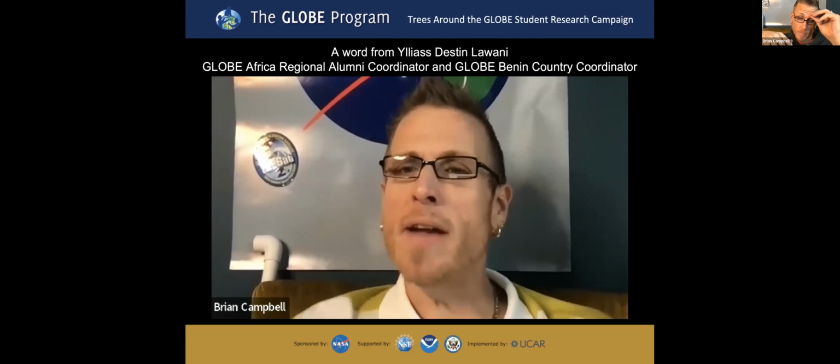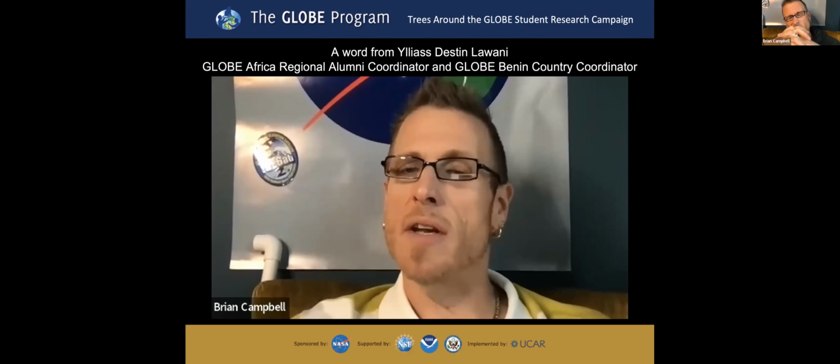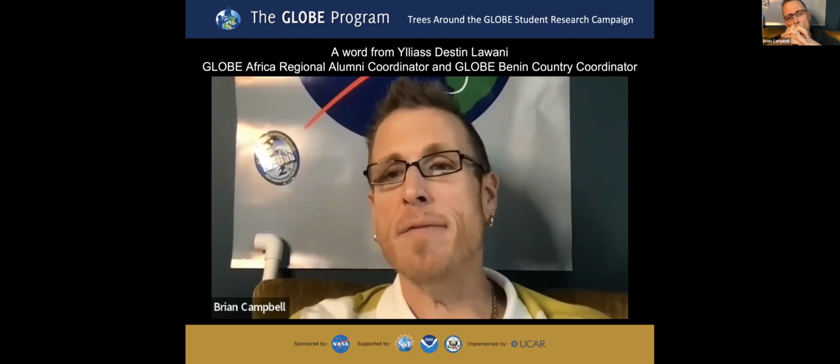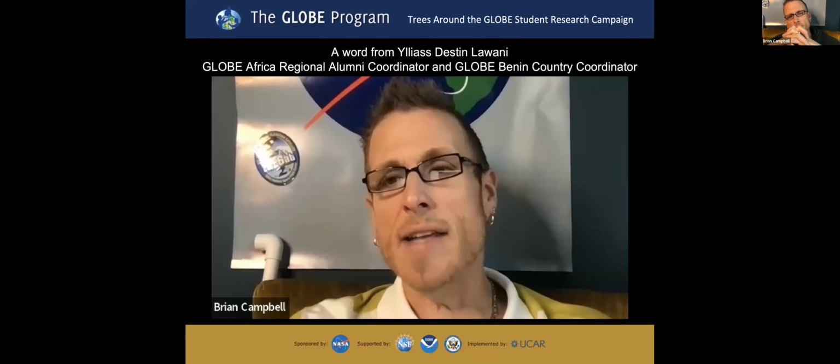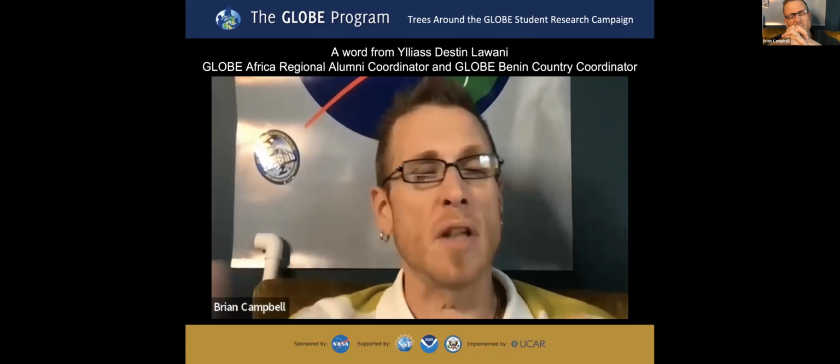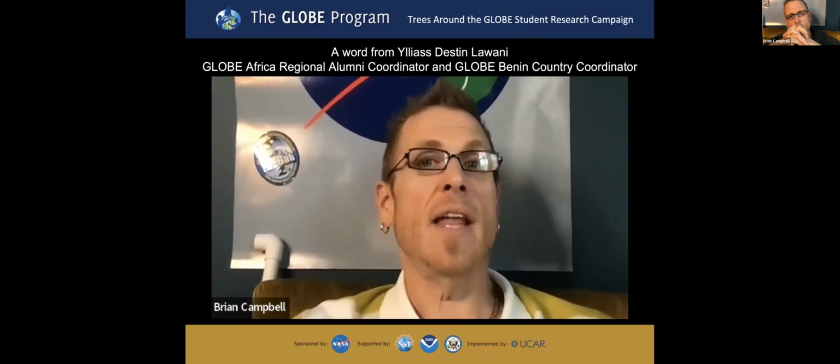So, do you recommend students and teachers in the GLOBE Africa region work with both the GLOBE data for land cover and tree height, as well as satellite data? Why is the comparison of the data from GLOBE program and satellite data important?